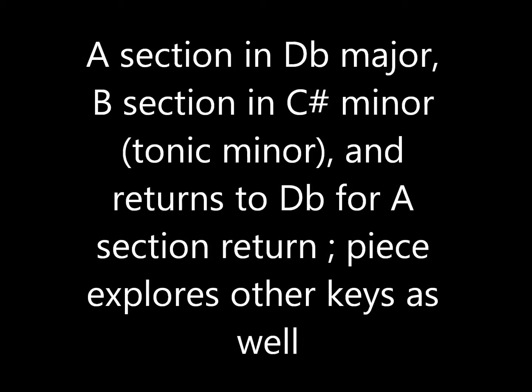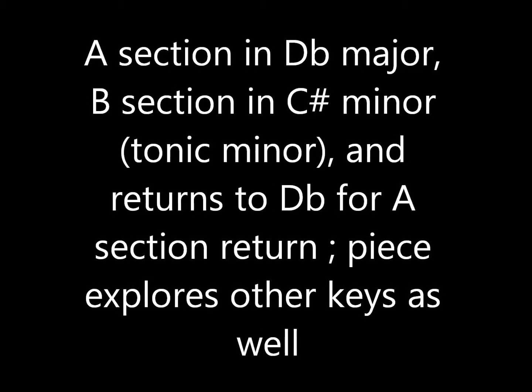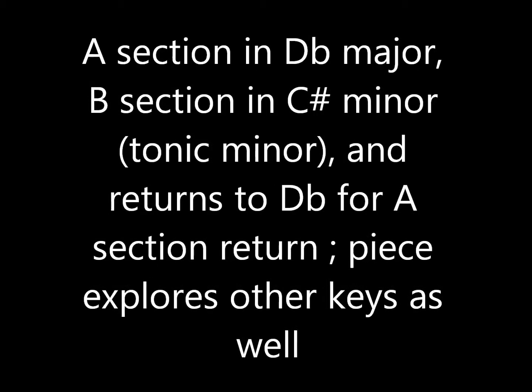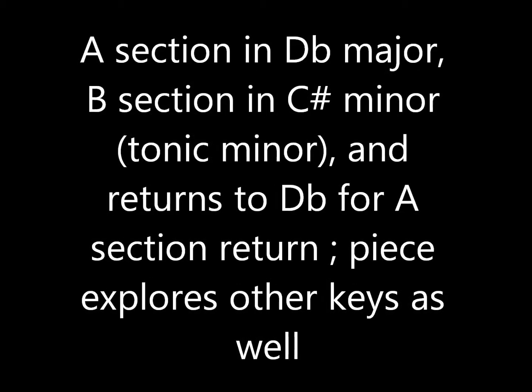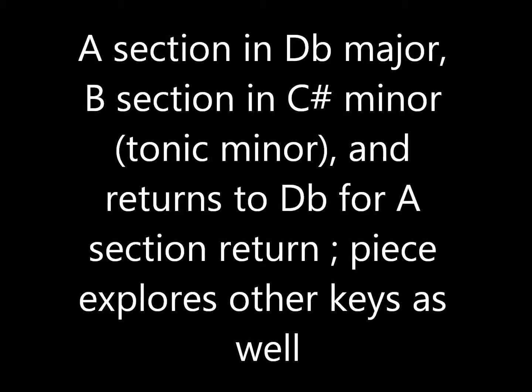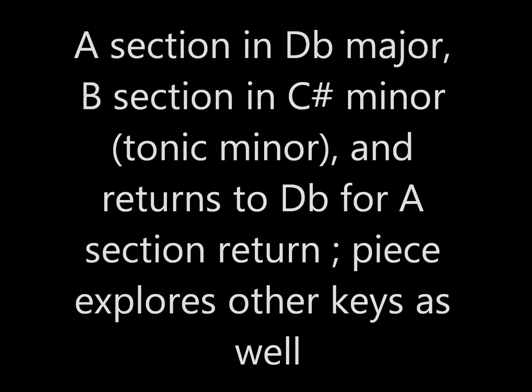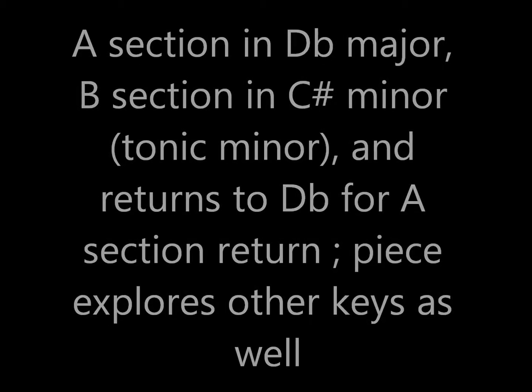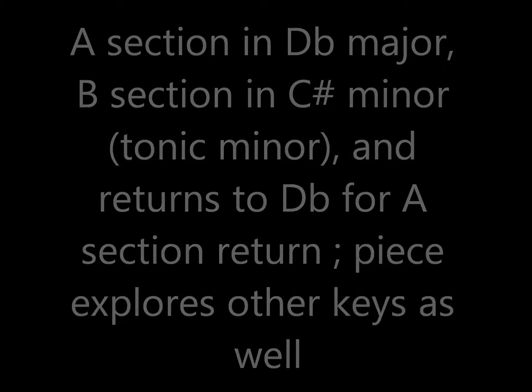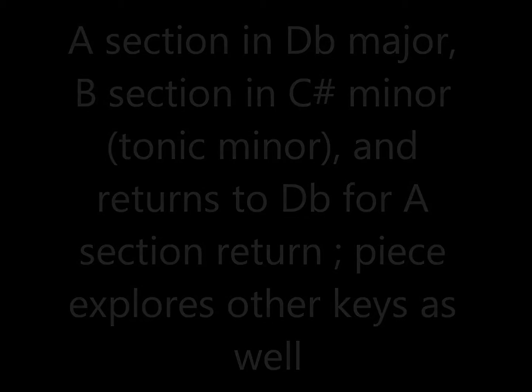C sharp minor is a tonic minor of D flat major, as D flat major is the enharmonic equivalent of C sharp. Chopin explores other keys in both sections, and this is typical of the Romantic music era. The piece finally finishes with a coda between bars 81 and 89.